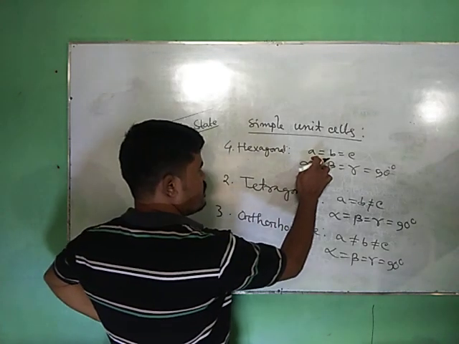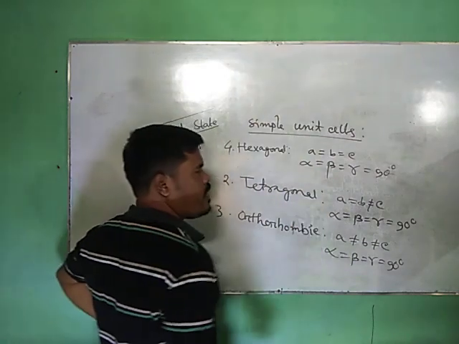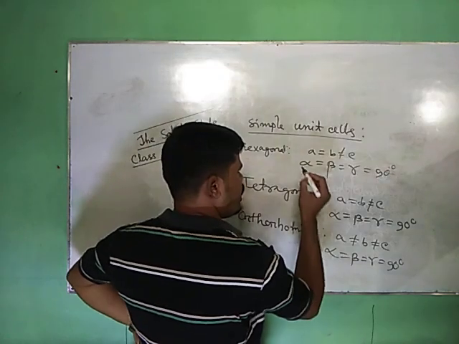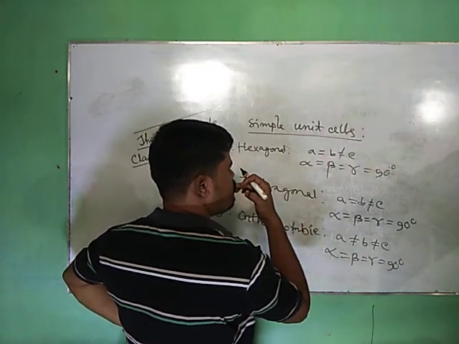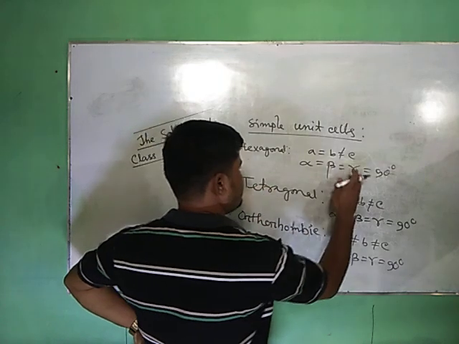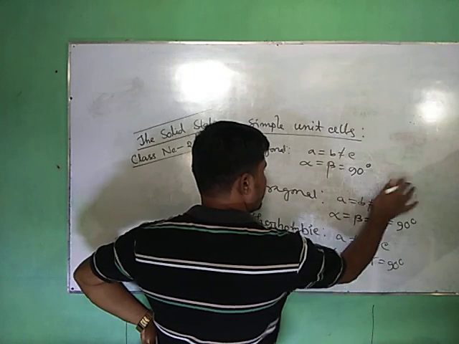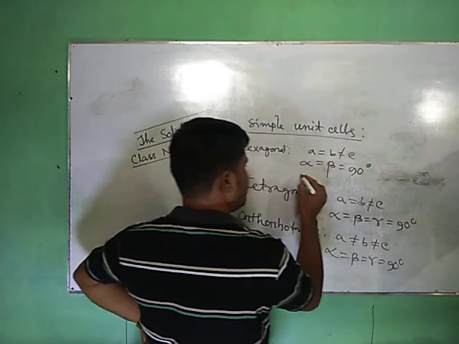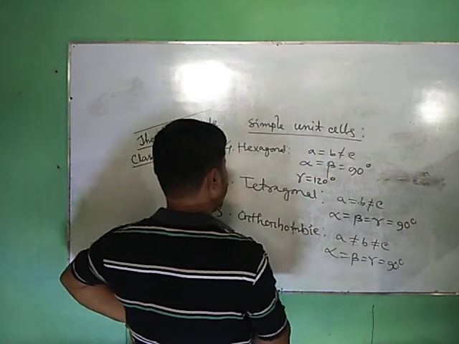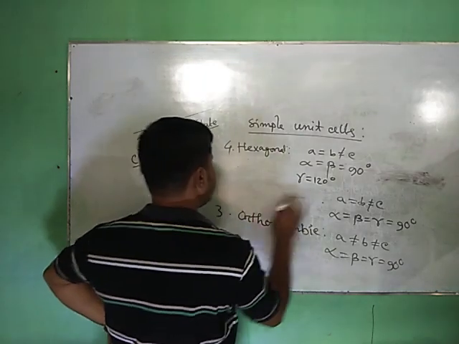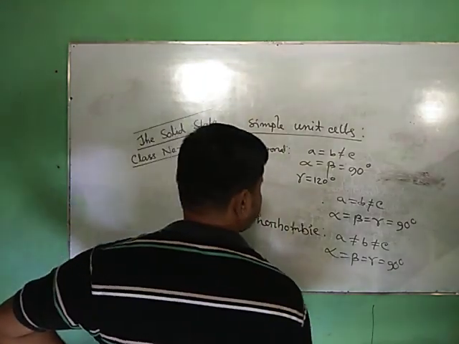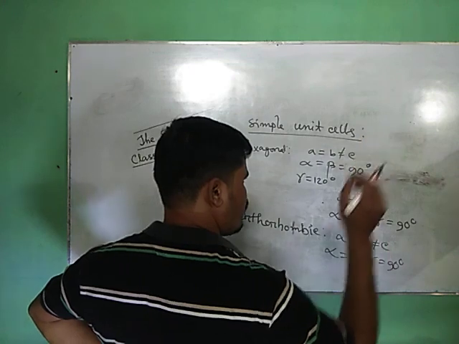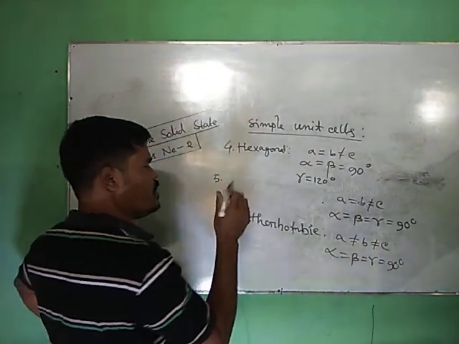For hexagonal, a = b, not equal to c. Alpha = beta = 90 degrees, and gamma is 120 degrees. So that is number 4. Number 5 is rhombohedral.